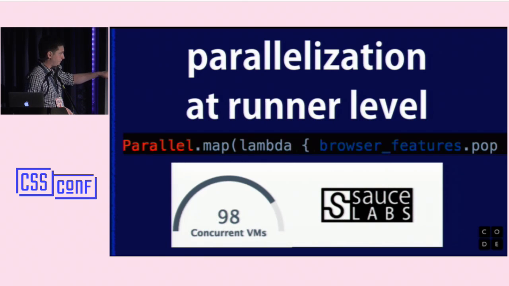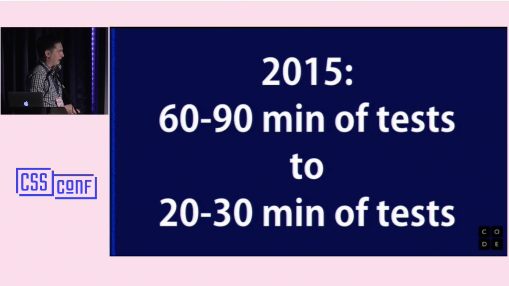So what we started doing was parallelizing our test runs in the test runner. You can basically say, run this at parallelization 50, and it'll spin up 50 browsers all at once, telling them all what to do at the same time, all hitting your same server. Actually, oftentimes the bottleneck is the server, your local server, because it's getting hammered by like 100 different VMs. So in 2015, we got back down from 60 to 90 minutes to 20 to 30 minutes, and we're still around there.